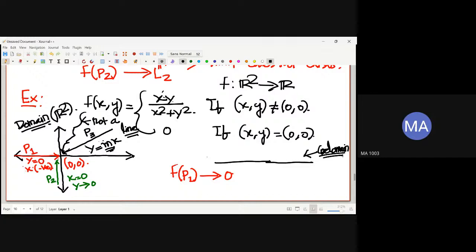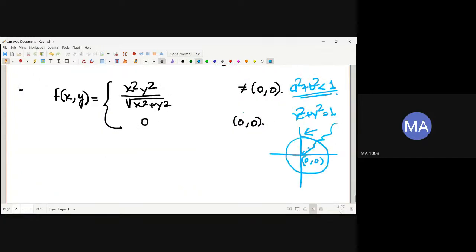So if I consider this ball, this circle, x square plus y square equals 1. If I pick any point inside the circle, then it will satisfy the condition that x square and y square is less than 1. So it doesn't matter how a path behaves outside of this circle. What matters is how the path behaves near the point 0 comma 0, in some sense inside this circle.